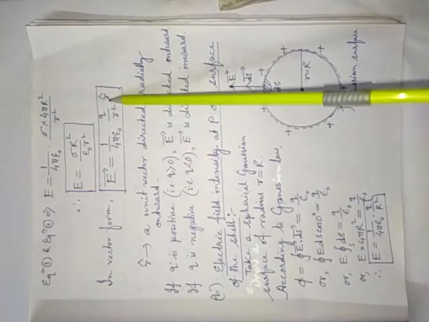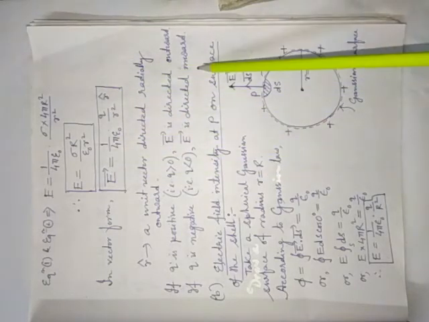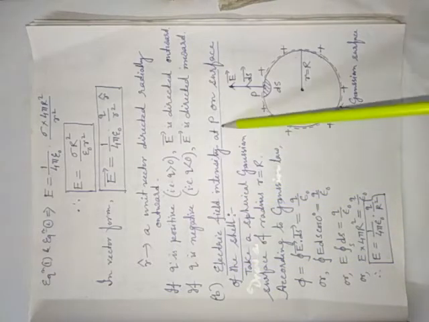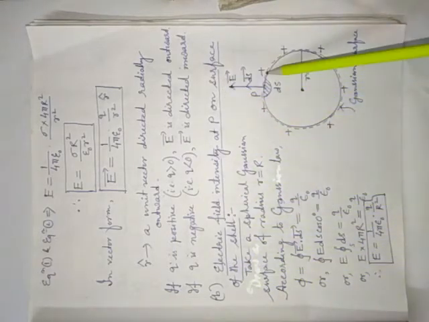That means since r cap is outward, electric field will be inward. Now similarly, we can calculate what? Electric field intensity at a point P on the cell.